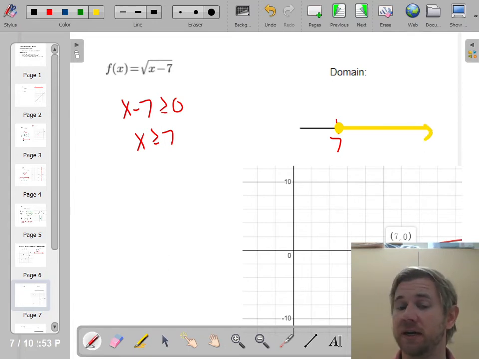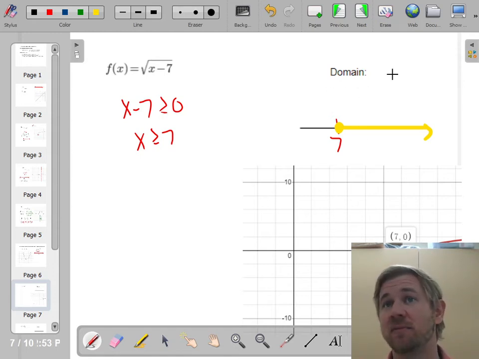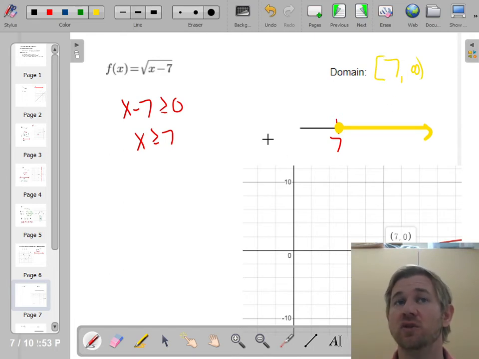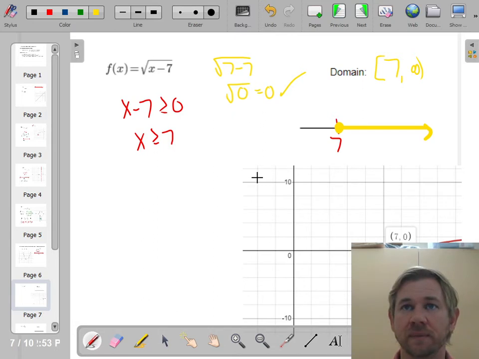You can see in the picture here that the first time there's an x value is at 7, so it seems to be matching up with my algebra, and I'm going to say the domain is then from 7 to infinity, and 7 has a bracket because you can plug in 7. A reminder why. 7 minus 7 is 0. The square root of 0 is 0. That's fine. It's not imaginary. We're cool. So from 7 to infinity is the domain.